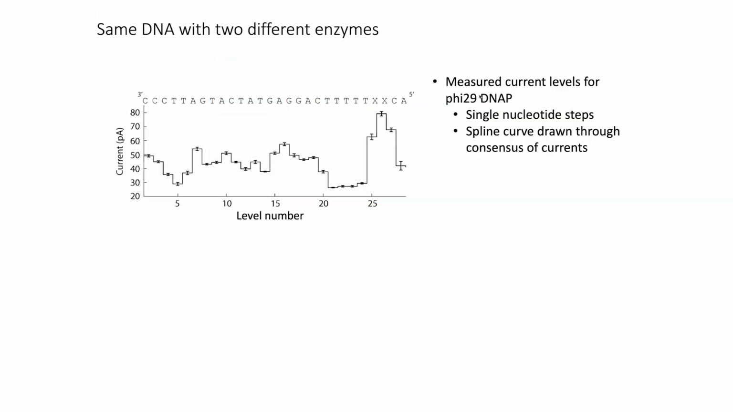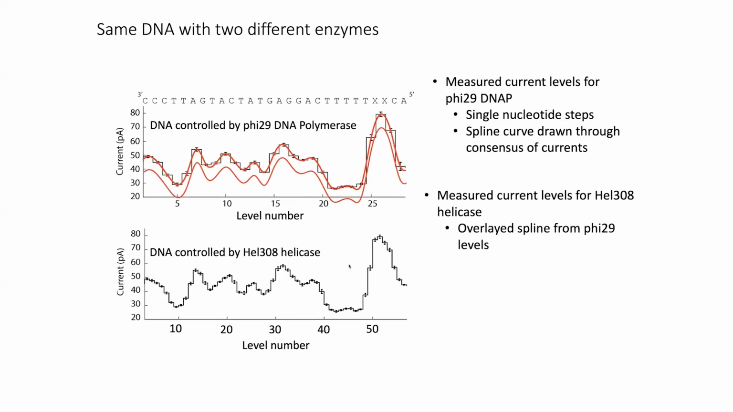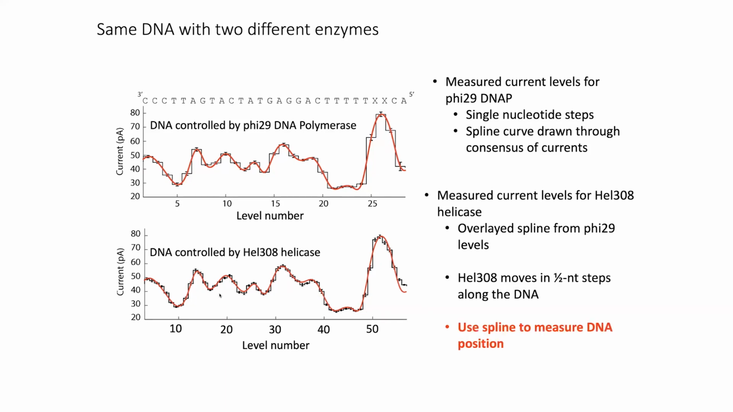You can run it with one enzyme and look at the current levels that you see, and you could run it with a different enzyme and you see the same sort of current levels. Now, it turns out this helicase is taking twice as many steps along the DNA, but still follows the exact same pattern. What that means is that just by looking at where you are on the pattern of the DNA, you can measure your position along the DNA. So how far you are along the strand as a function of time.